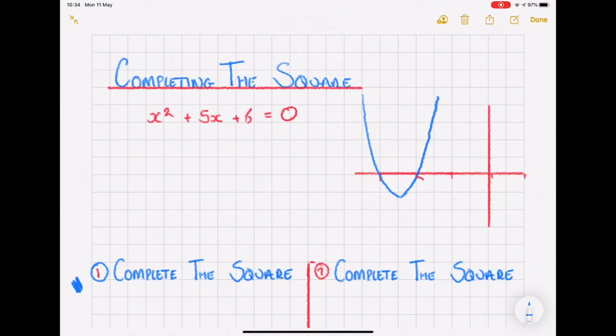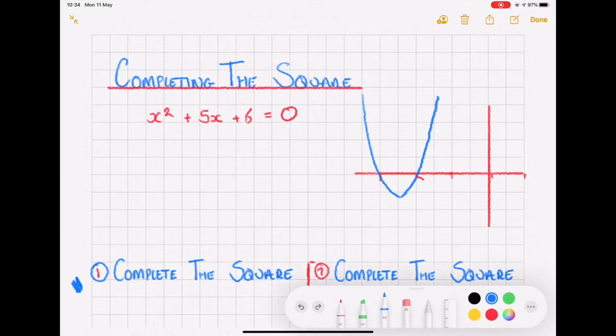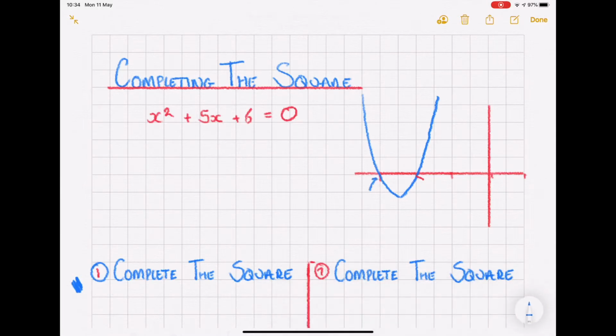Hi there, and welcome to this video lesson on completing the square. Now, completing the square is a method of finding the roots of a quadratic graph like that.